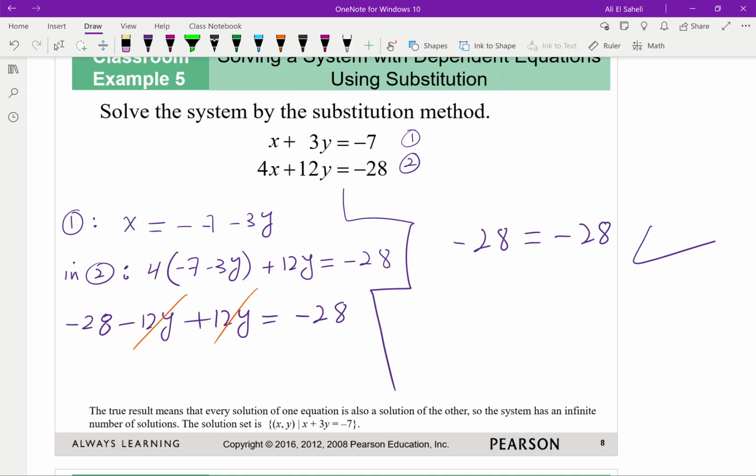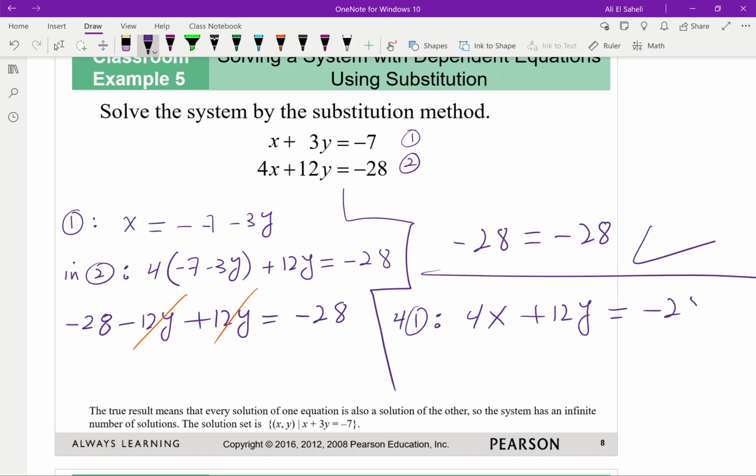And the reason is that if you multiply equation 1 by 4, what do you get? 4 times x, 4 times 3y equals 4 times minus 7. So you get equation 2. So equation 2 is simply equation 1 in disguise.